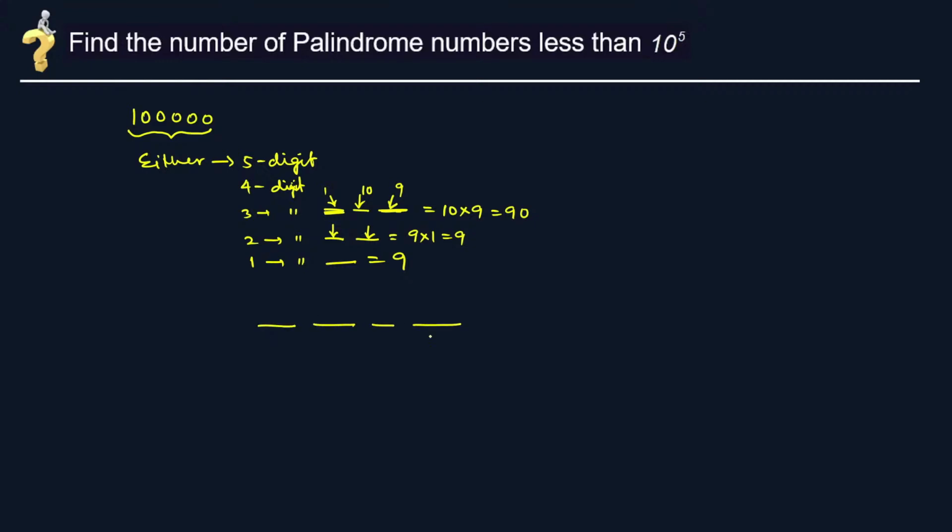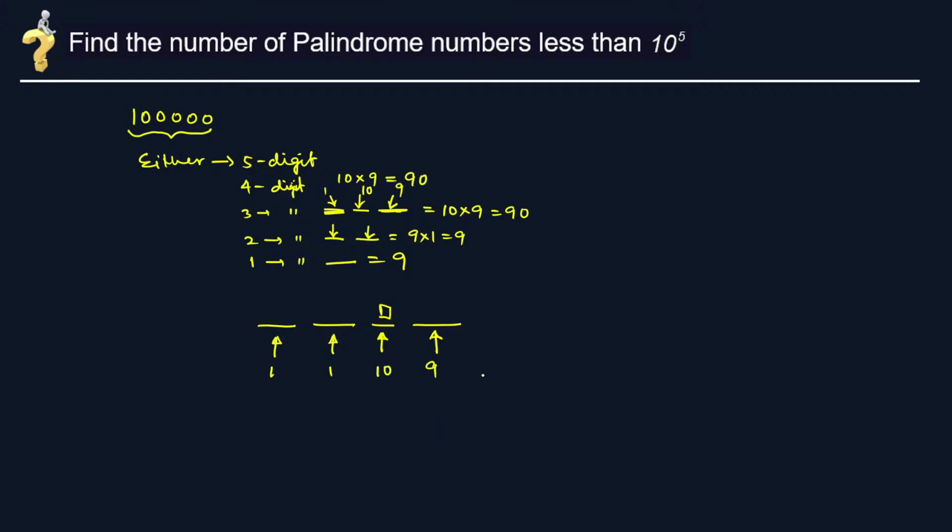4-digit palindromic number. So this place again can be filled in 9 different ways. Same digit will come here, so it will be filled in 1 way. This place can be filled in 10 different ways. And this place again can be filled with the same number placed here, in 1 way. Therefore, 4-digit palindromic numbers are 9 into 10, that gives us 90 again.